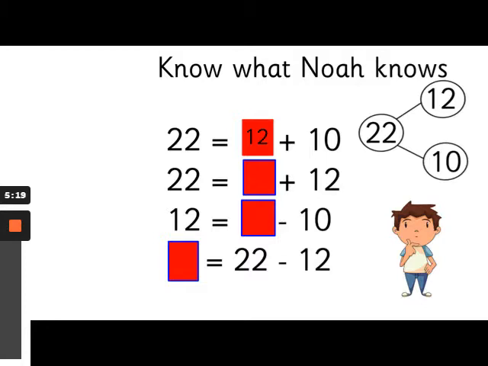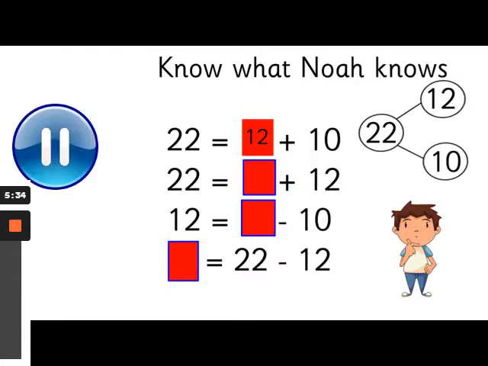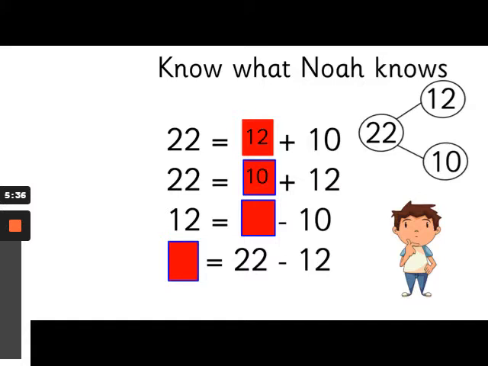The next one is 22 equals something add 12. I wonder if you can work that one out. Remember, you can use the part whole model to help you, and you can look at the last calculation we just did to help you. Pause the video and write the answer down. Brilliant, the answer is 10. 22 equals 10 add 12.